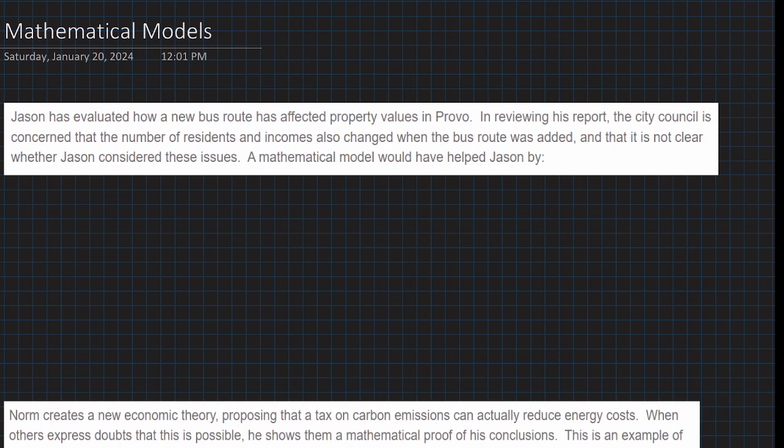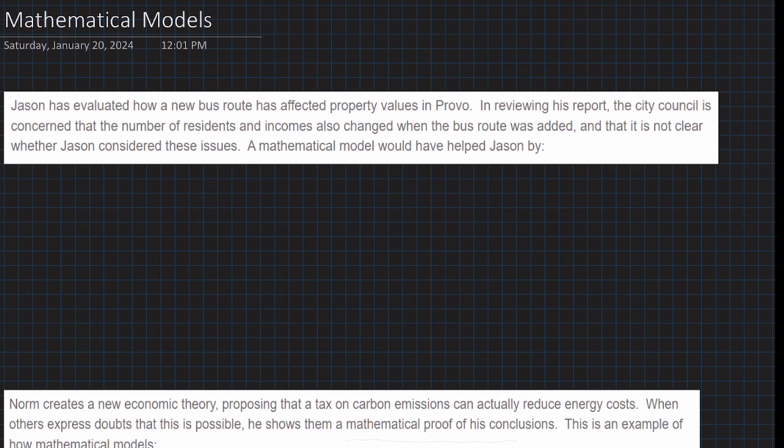Here we have Jason, who has evaluated how a new bus route has affected property values in Provo. In reviewing his report, the city council is concerned that the number of residents and incomes also changed when the bus route was added, and that it is not clear whether Jason considered these issues. A mathematical model would have helped Jason by.